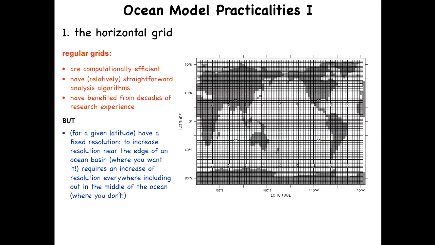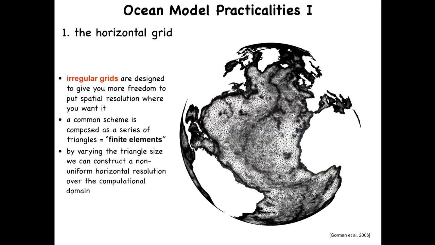So a horizontal grid like this, or a tripolar grid, are efficient and they're easy to solve. But what they mean is, in a regular grid, you've got the same resolution everywhere, and you don't always need the same resolution everywhere. Quite often we want to resolve bathymetry around the coastlines. But in a regular grid, if you want to resolve the bathymetry around the coastlines, you have to increase the resolution everywhere. Whereas if we use some of these really cool techniques, such as irregular grids, you see everything here is a triangle.